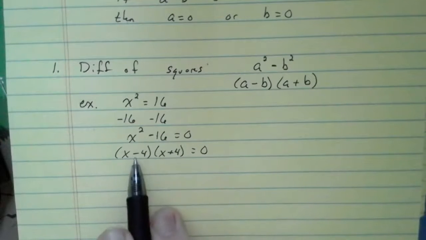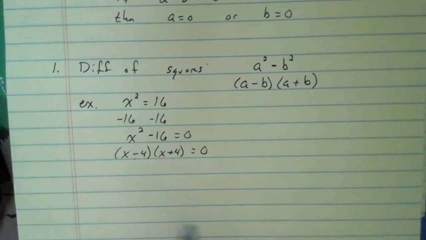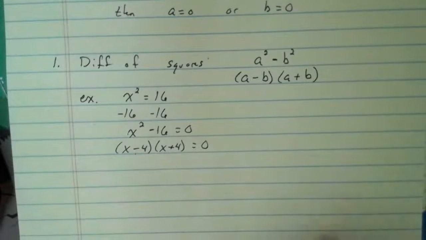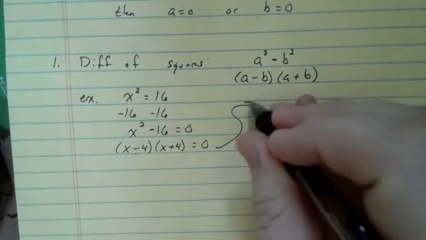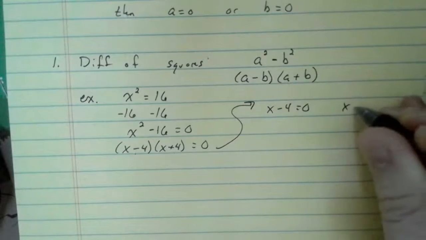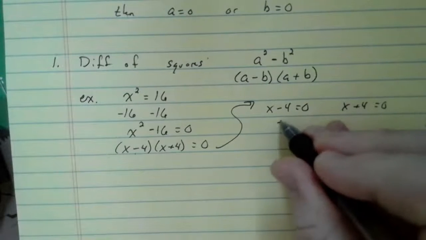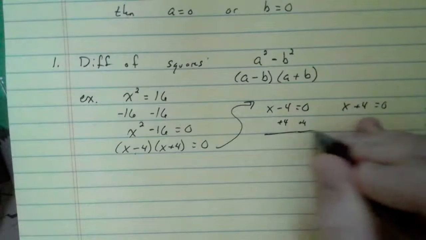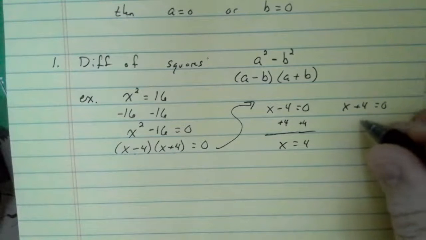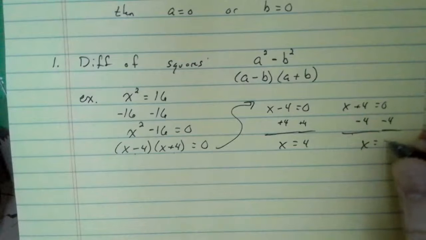So this says a times b equals 0. So either this is 0 or this is 0. So what number can I plug in here for x to make x minus 4 equal 0? Well, if you're not sure, you can do that work off to the side. x minus 4 equals 0 and x plus 4 equals 0. Now for this one I'll add 4 to each side, and I get x equals 4. Over here I'll subtract 4 from each side, and I get x equals negative 4.